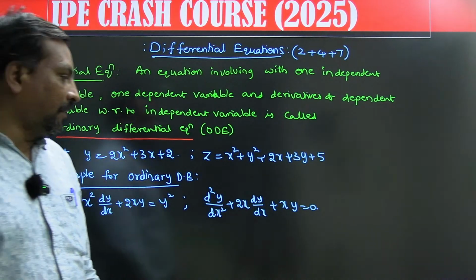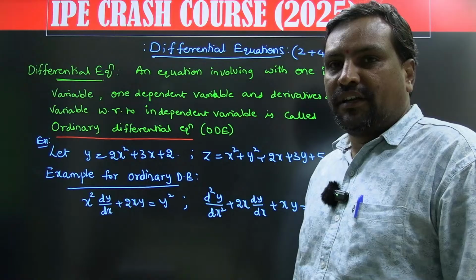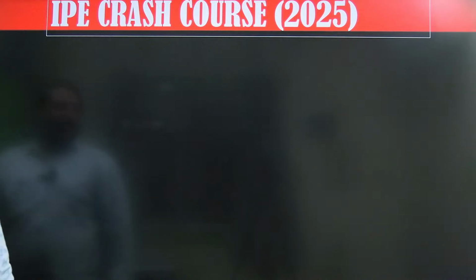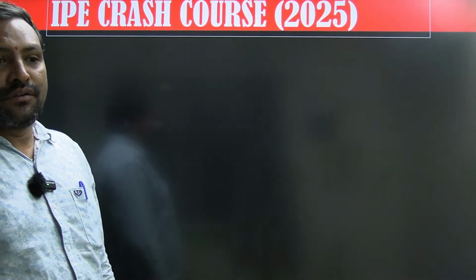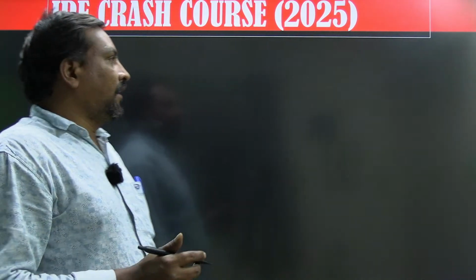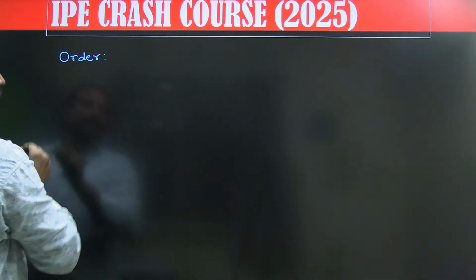So these types of problems are the ordinary differential equations. Now in this chapter, we are finding the solutions of different types of differential equations. In this intermediate syllabus, we will go for only order and degree. Order is also important for the 2 marks question.